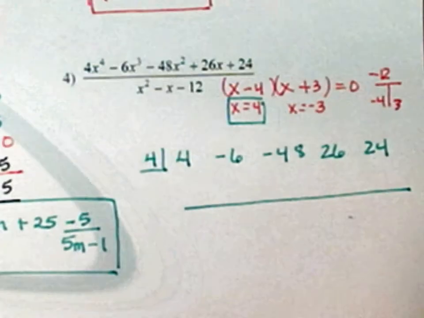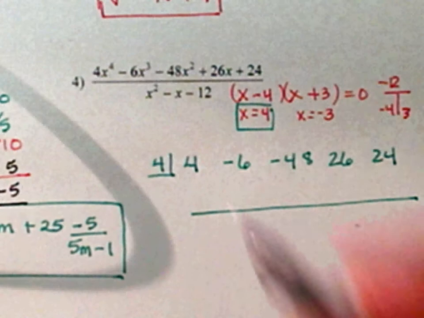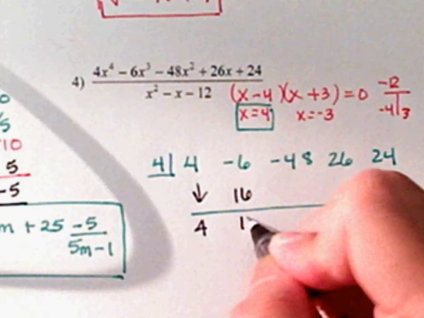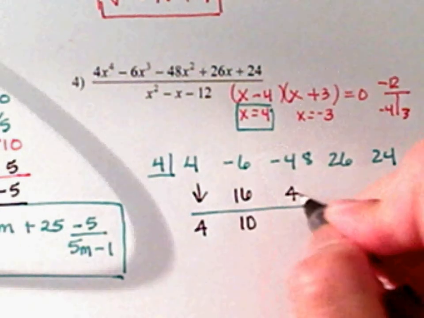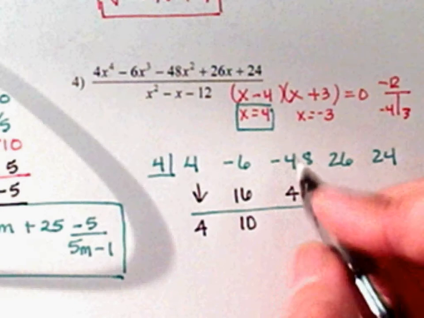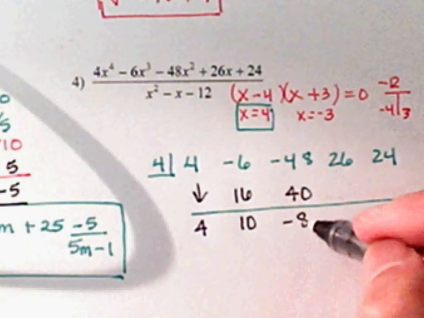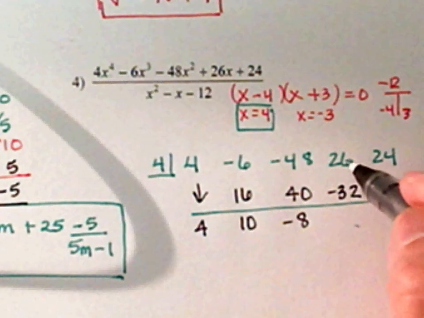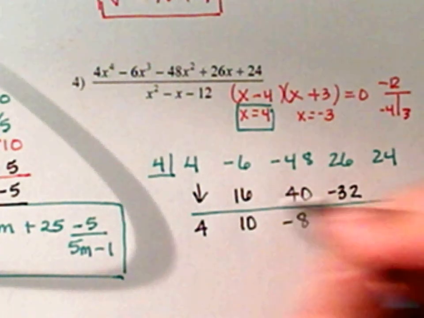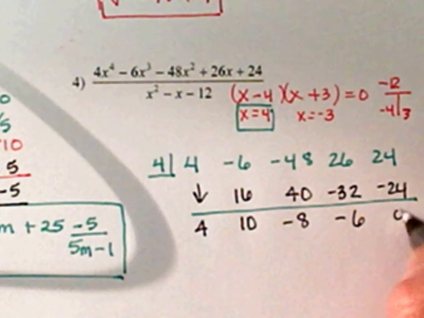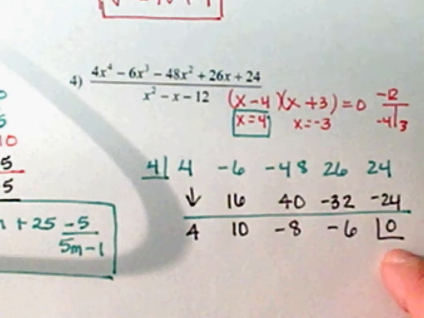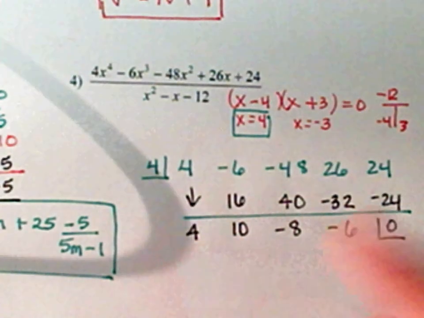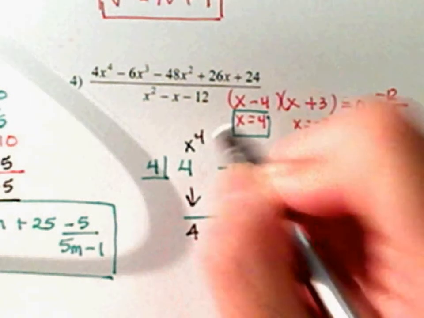Okay. Start your division. Bring down your 4. 4 times 4 is 16. You add, that leaves you 10. 10 times 4 is 40. Negative 48 plus 40 is negative 8. Negative 8 times 4 is negative 32. And 26 minus 32 is negative 6. Negative 6 times 4 is negative 24. And there's your remainder. Keep in mind, if this is not a 0, you cannot continue on. If it's a 0, you can continue. We started with x to the 4th, and now we have x to the 3rd.